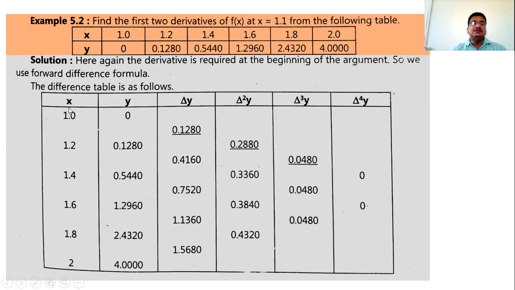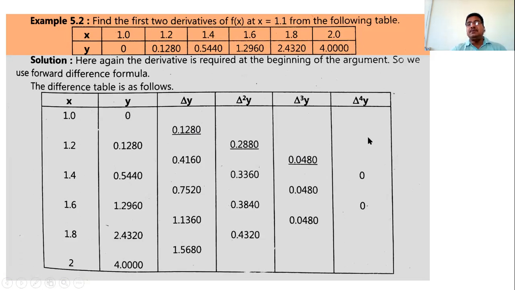And this is the value of x naught, that is the first value. This is f of x naught or y naught, this is delta y naught, this is delta square y naught, delta cube y naught, and all the remaining, that is delta raised to 4 y naught, delta raised to 5 y naught, are all 0. That is, we have to write the formula for first order and second order that includes the third order difference.